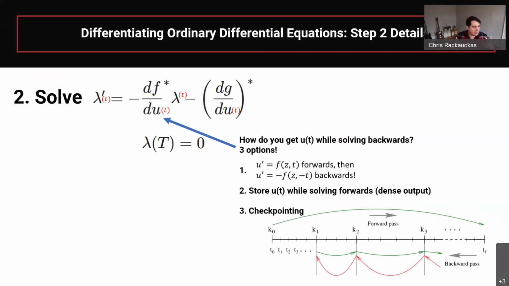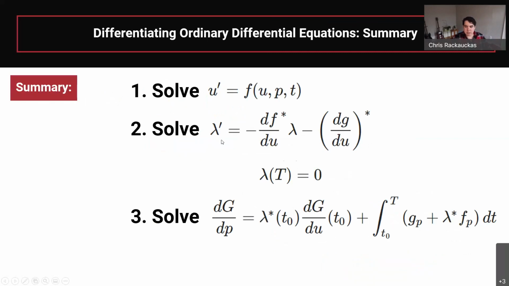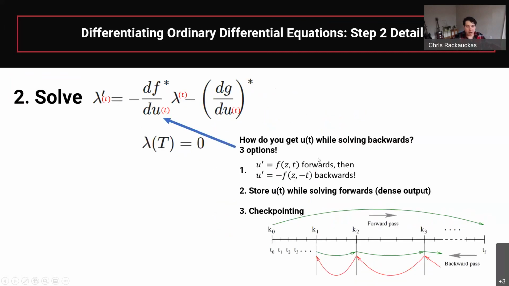But there are some details in here, right? When we write this down at a very high level, we're missing the computational details. And so when I say you solve this lambda equation backwards, one detail is that you have to take the derivative of that ODE function f with respect to u at given time points. And so how do you actually know what u of t is in order to take a derivative, right? Because we solve this as a separate differential equation.